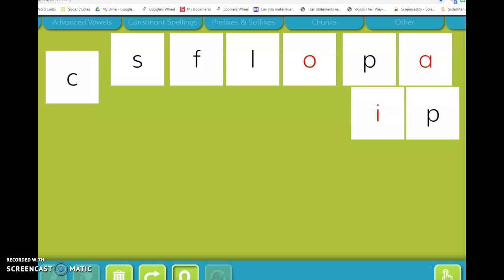Build the word clap, clap. Build the word slop, slop. Build the word sip, like you sip your water, sip. Build the word plop, plop. Build the word plop. All right, last one. Build the word slap.